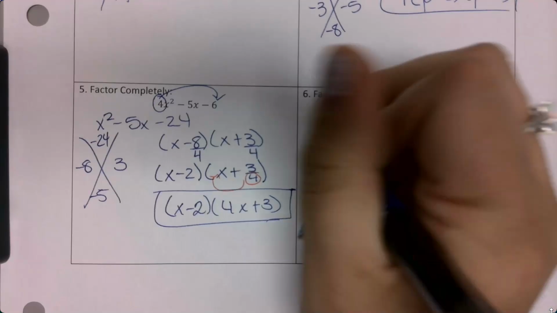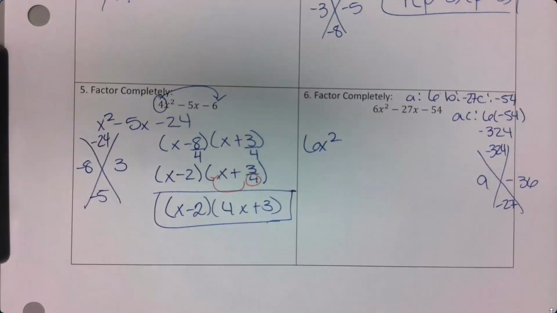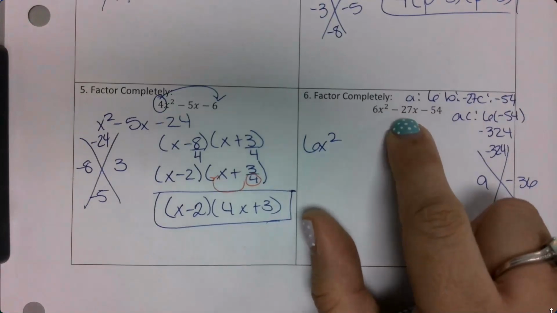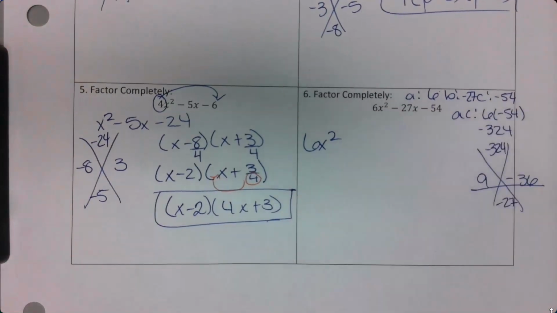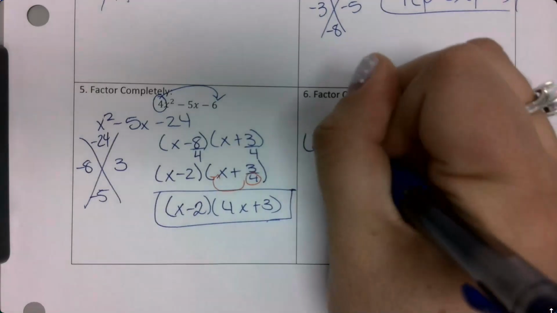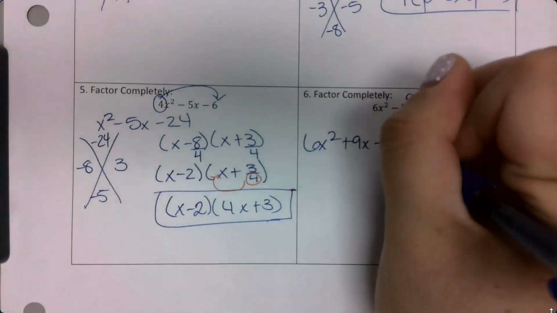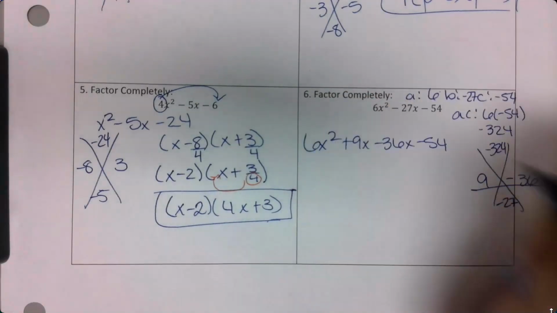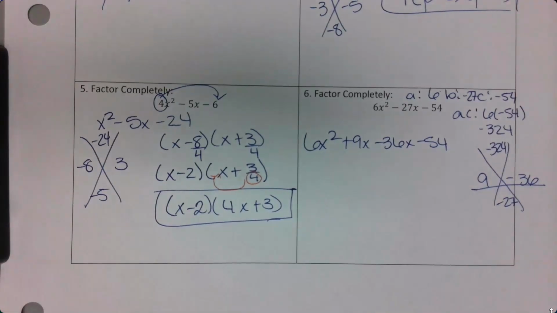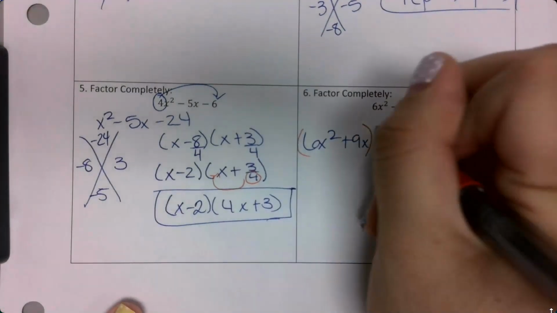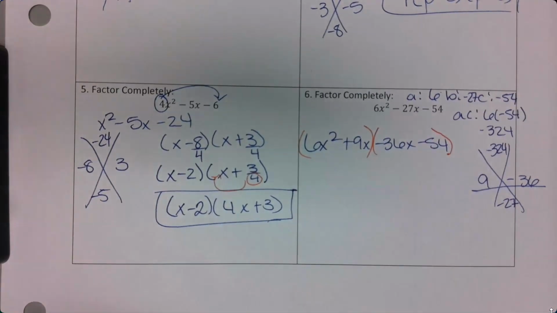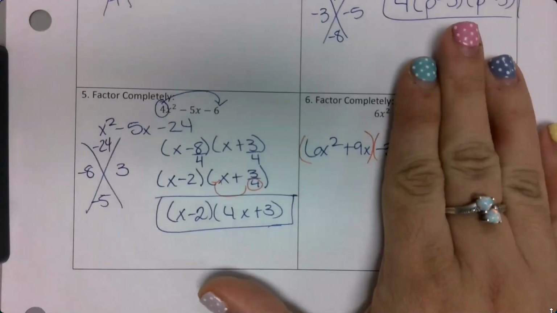What I want to do next is rewrite this equation, but instead of writing negative 27x, I'm going to replace it with these two numbers. So I'm going to have plus 9x minus 36x minus 54. And then from here, I want to split it up into two groups. On my first group, I'm going to ignore the second group for now. I want to factor out my GCF.